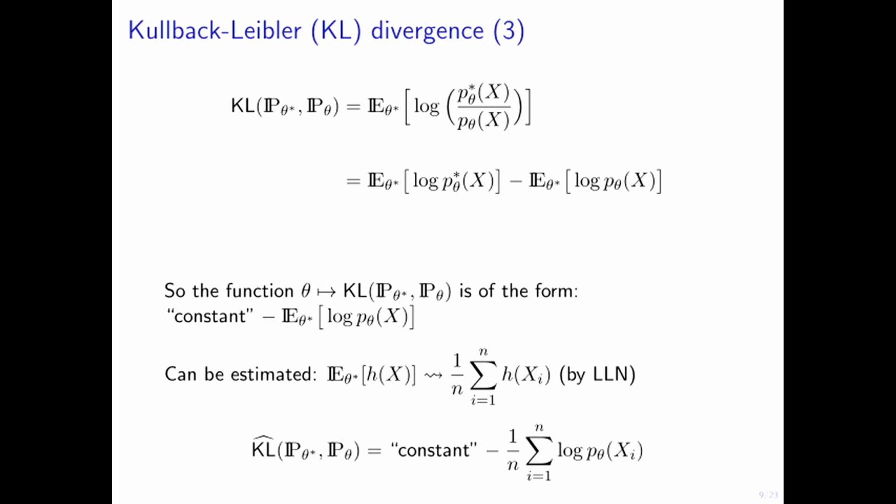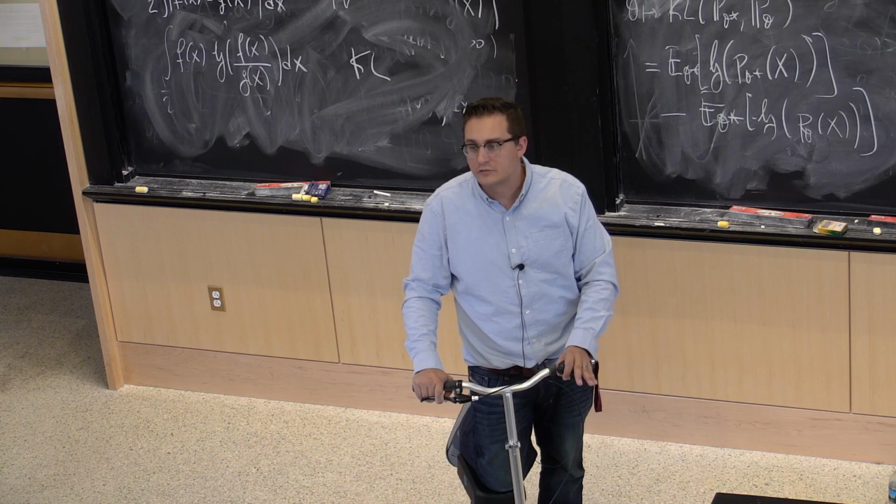OK, so the function that maps theta to KL of p theta star to p theta is of the form constant minus this expectation of log of p theta. Everybody agrees? Are there any questions about this? Are there any remarks, including I have no idea what's happening right now? OK, are you good?